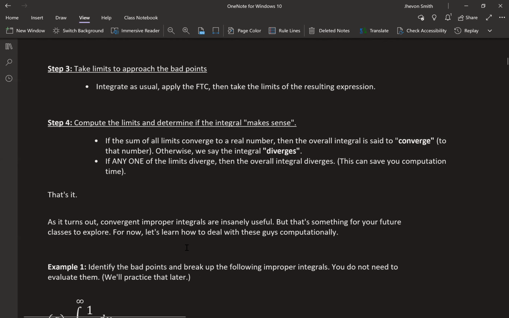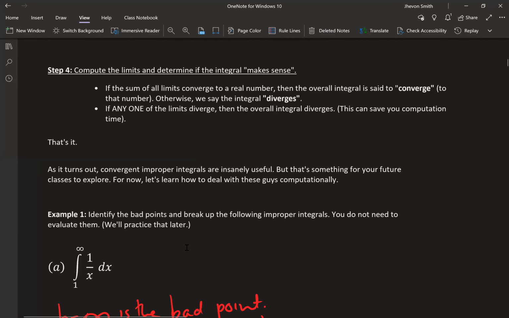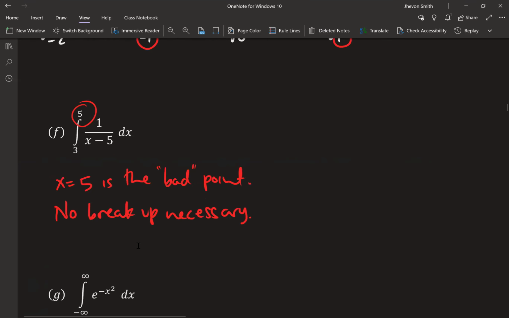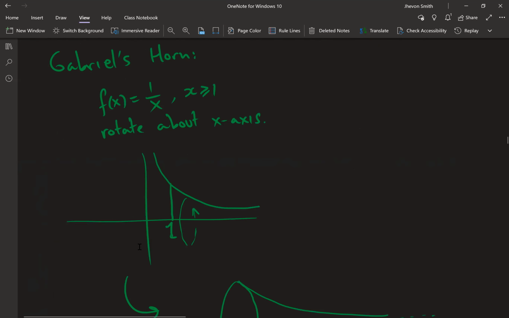If the limit gives us a finite real number as the answer, we say that is meaningful in some sense, and we call that convergent. So we can have an improper integral converging. Otherwise, if the limit does not exist or goes off to infinity or negative infinity, we say the improper integral diverges. We did some examples of breaking these up and actually doing them. Let's look at one of the complete examples.